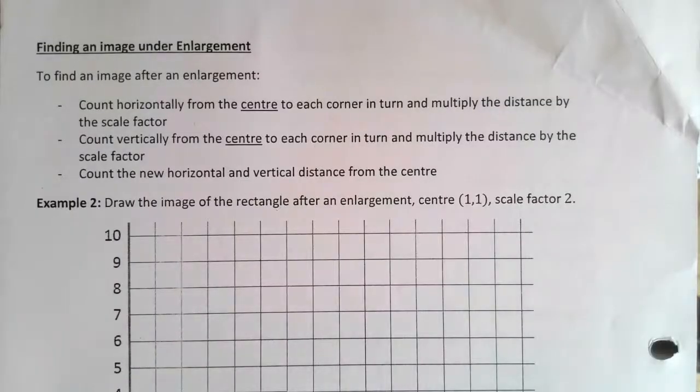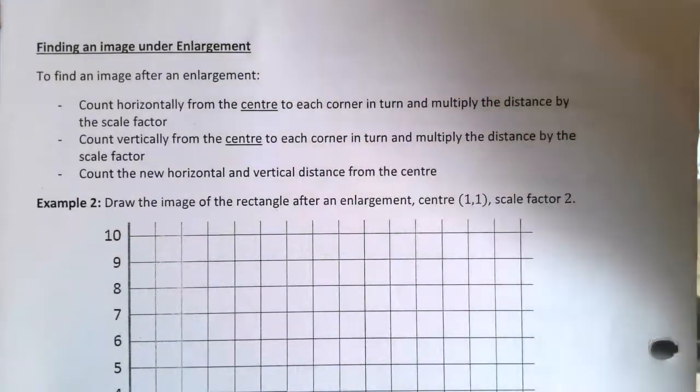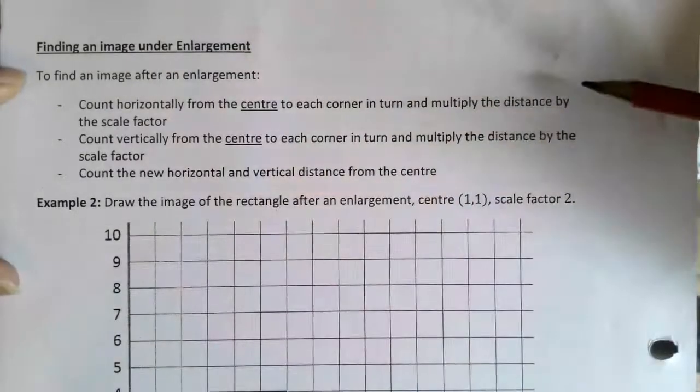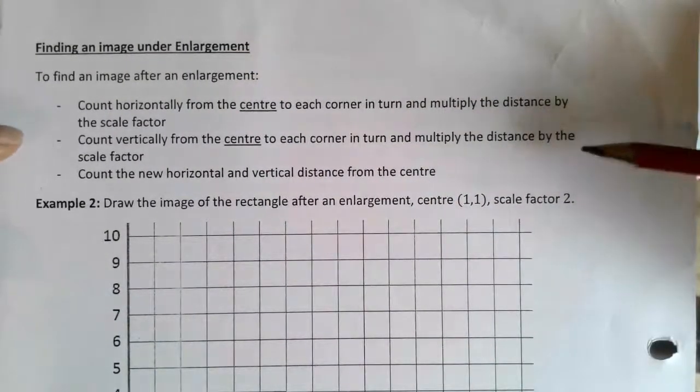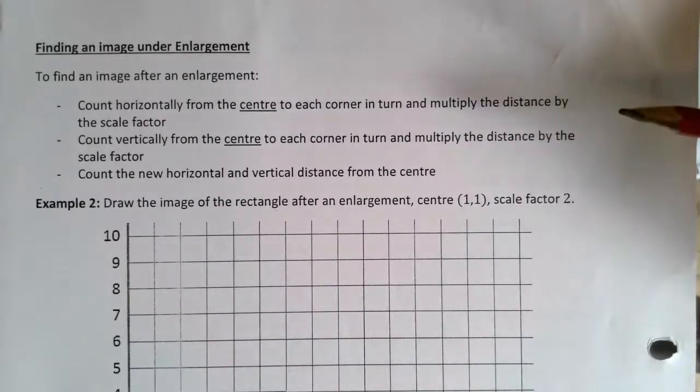So this is the other thing that we need to be able to do. We need to be able to find the new image after we have enlarged a shape. Remember, whenever we're doing transformations like this, the original shape is always called the object, and the new version of the shape, we would call the image. Okay, so your instructions on what to do are here. I'll read through them, but you'll see best what to do whenever we do the examples.